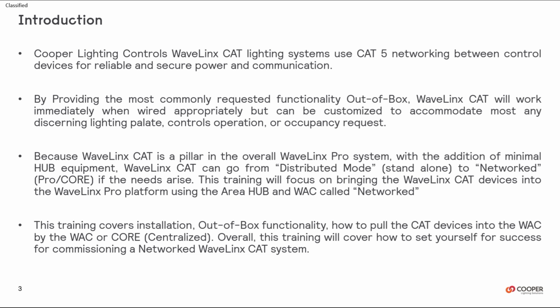Cooper Lighting Control's WaveLinx CAT lighting system uses Cat5 networking between control devices for reliable and secure power and communication. By providing the most commonly requested functionality out of box, WaveLinx CAT will work immediately when wired appropriately, but can be customized to accommodate most any discerning lighting palette, controls operation, or occupancy request. Because WaveLinx CAT is a pillar in the overall WaveLinx PRO system, with the addition of minimal hub equipment, WaveLinx CAT can go from distributed mode, standalone, to networked, Pro or Core, if the need arises.